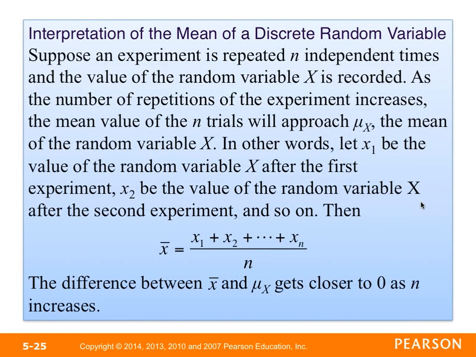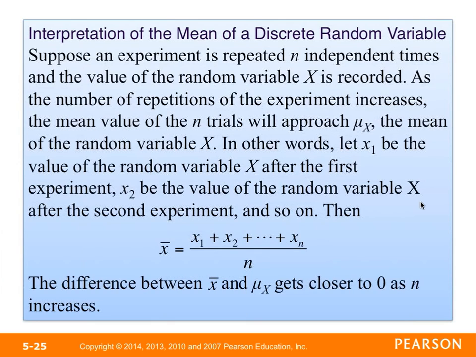Okay, so if we want to interpret the mean of a discrete random variable, let's suppose an experiment is repeated n independent times and the value of the random variable x is recorded. As the number of repetitions of the experiment increases, the mean value of the n trials will approach mu of x, which is the mean of the random variable.